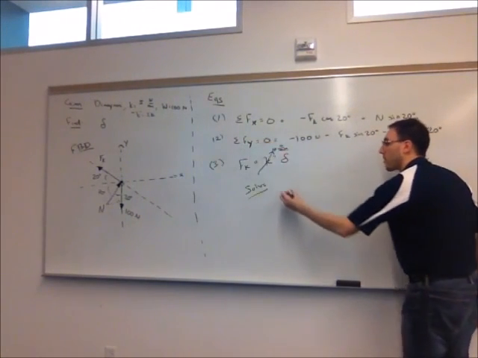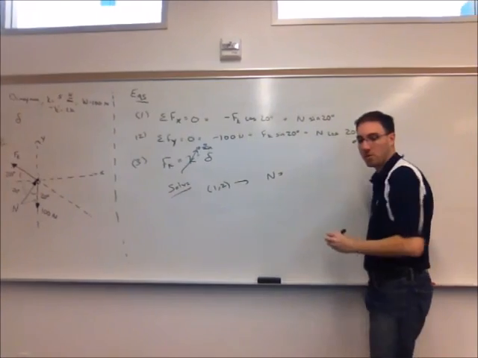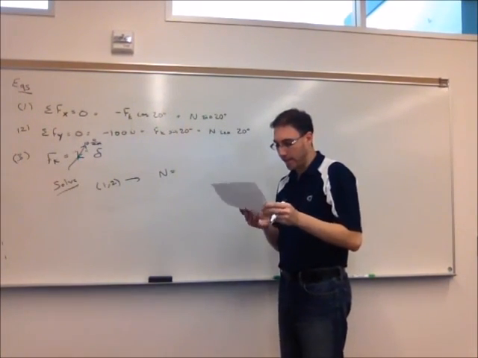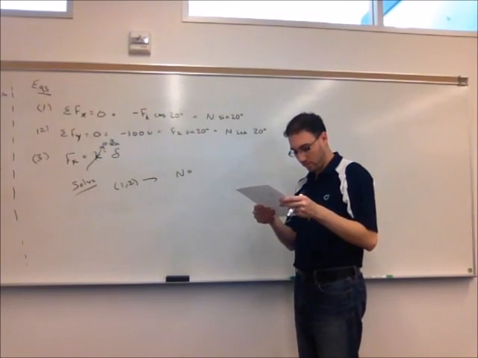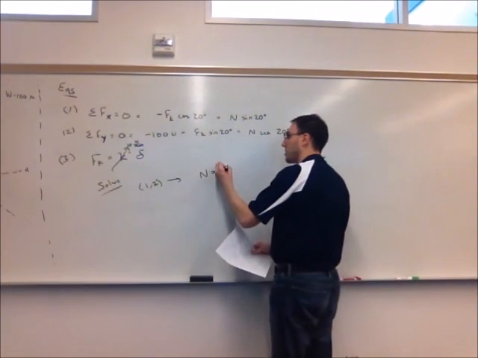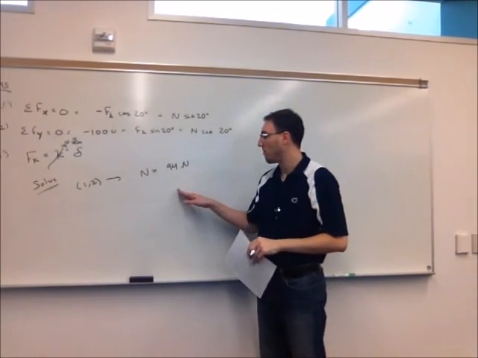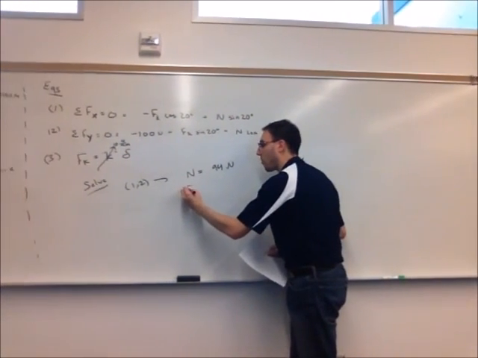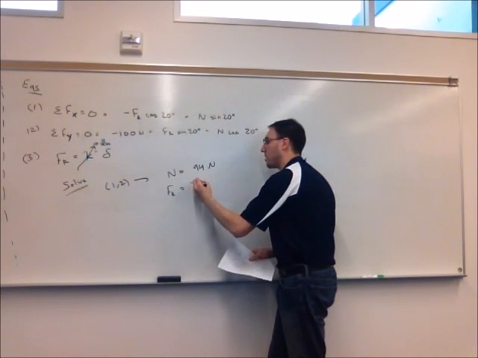if we solve equations 1 and 2 first, we're going to get that normal force is not equal to the weight. Rather, it is equal to 94 newtons. All right, so the weight is 100. The normal force is less than that. It's only 94. And the force in the spring, Fk, is 34.2.